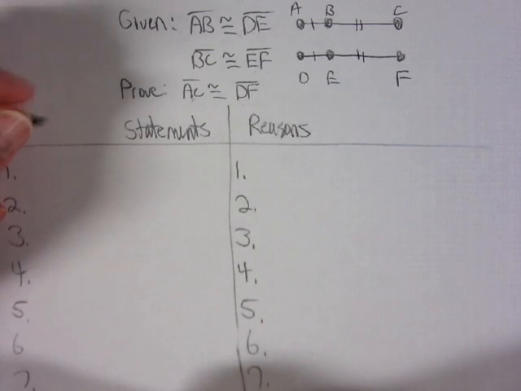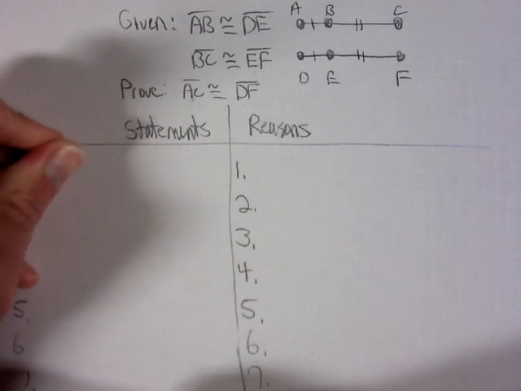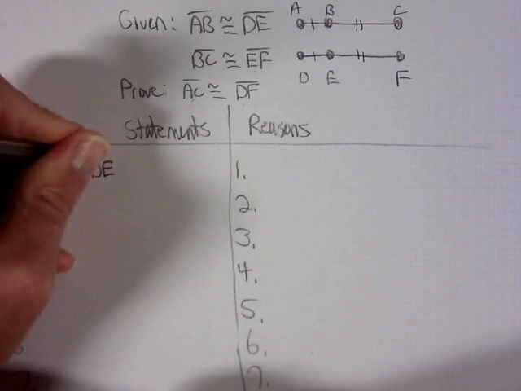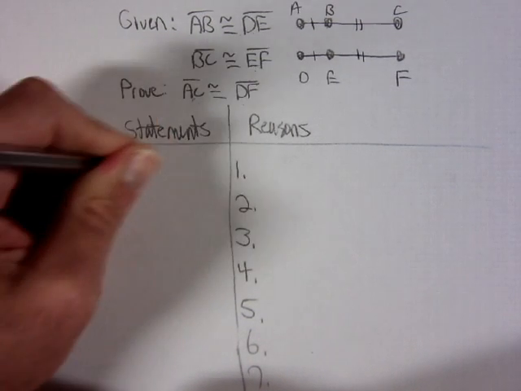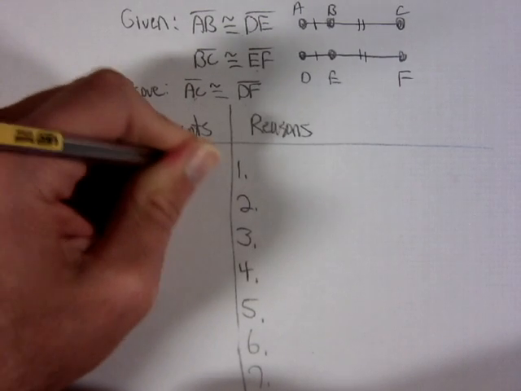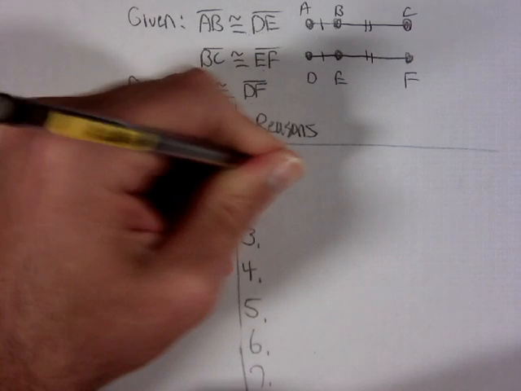All right, so we have some given information, so we can write that down. AB, segment AB, is congruent to segment DE. All right, so that's the first thing. And we also have the other part. BC is congruent to EF. All right, and that's given information.